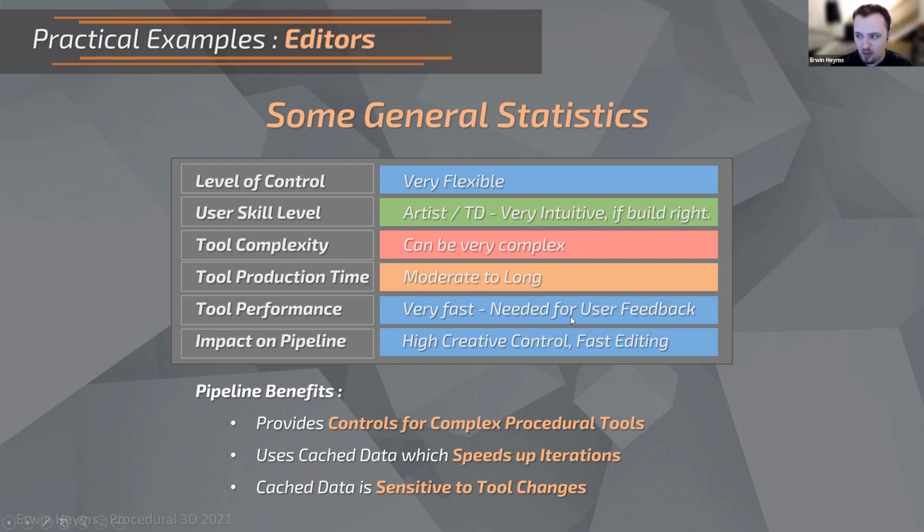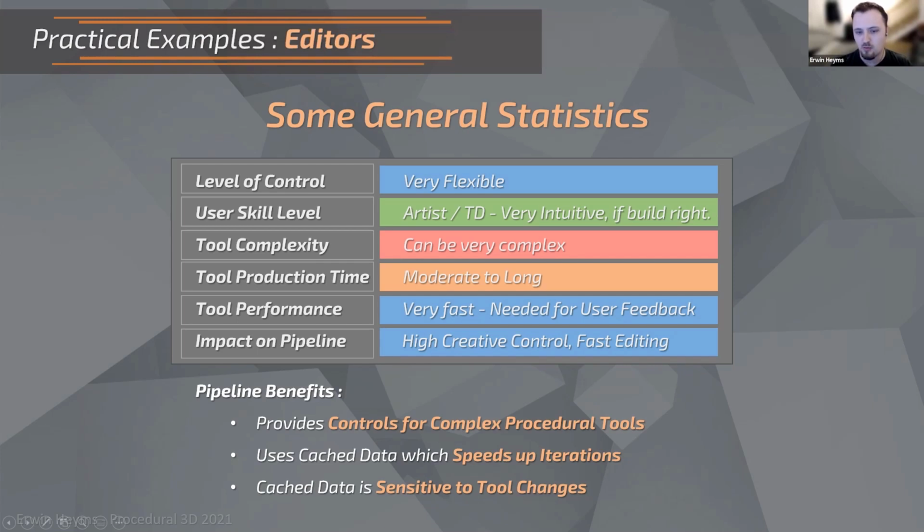Performance is generally very fast because it needs to be for user feedback, though the backend, like the processor that runs behind it, can take longer, right? The interactive part needs to be fast, the feedback to the user, but whatever comes after can be more involved. In general, I think these have a high level of creative control and they allow for very fast editing.